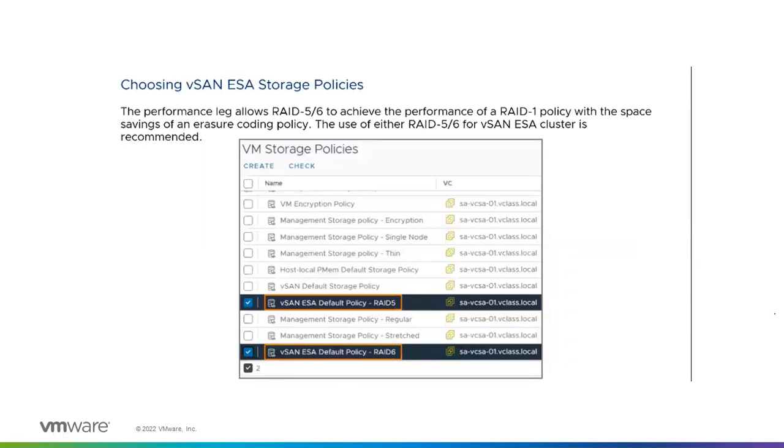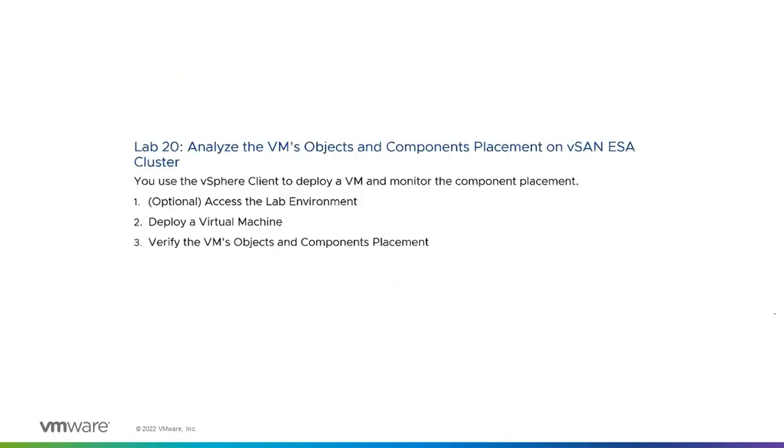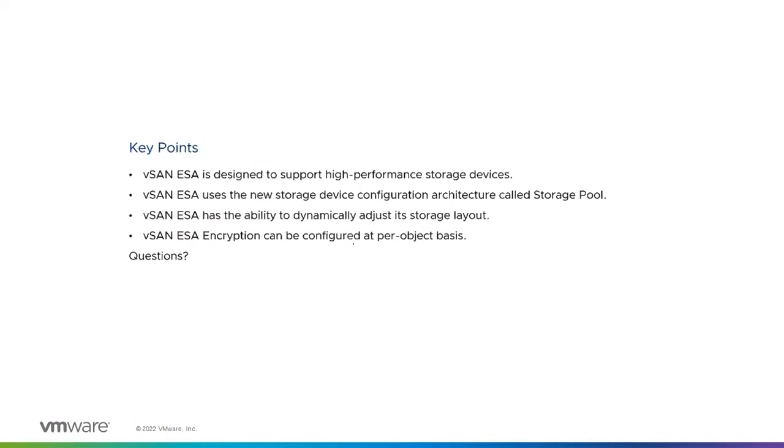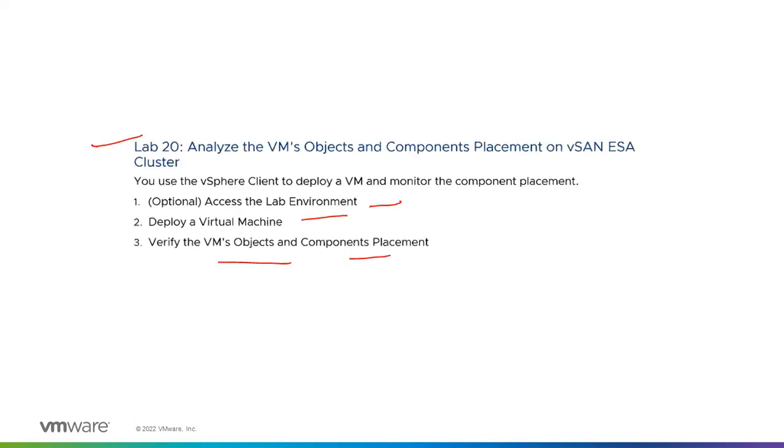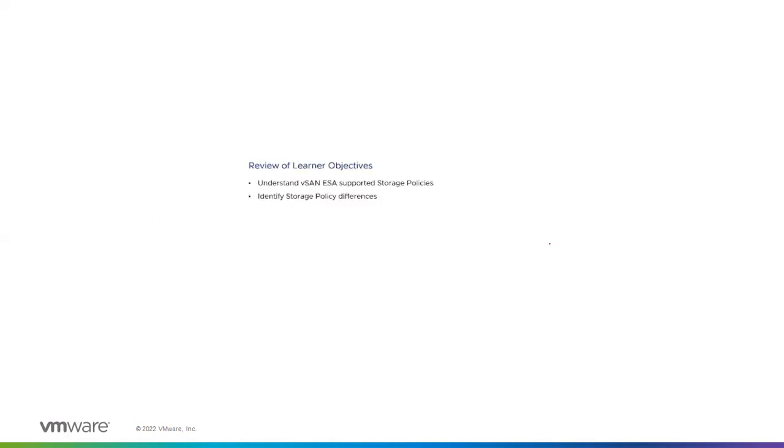So choosing the vSAN ESA policy, again, it's the same way, just creating the policy and applying that on the environment. So yeah, in that lab you access, deploy VMs, verify VM object and component placement. Then definitely apply some policies, change those policies, and see the impact on your environment, what happens here. So that's what we have covered here.